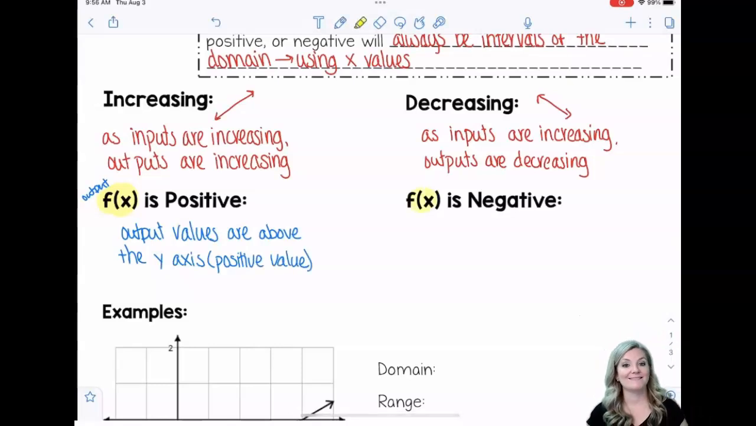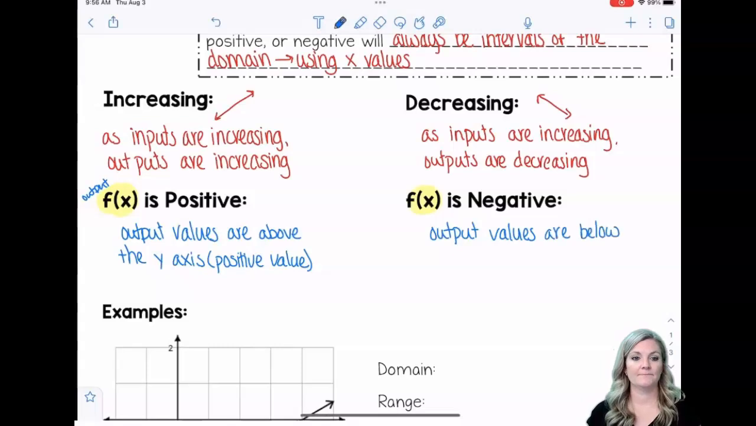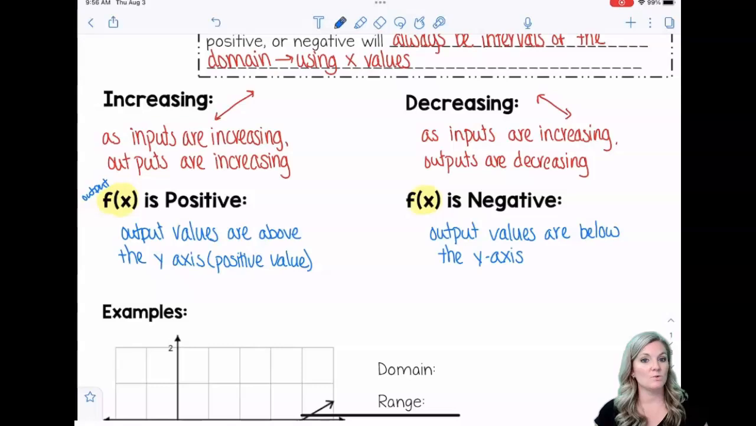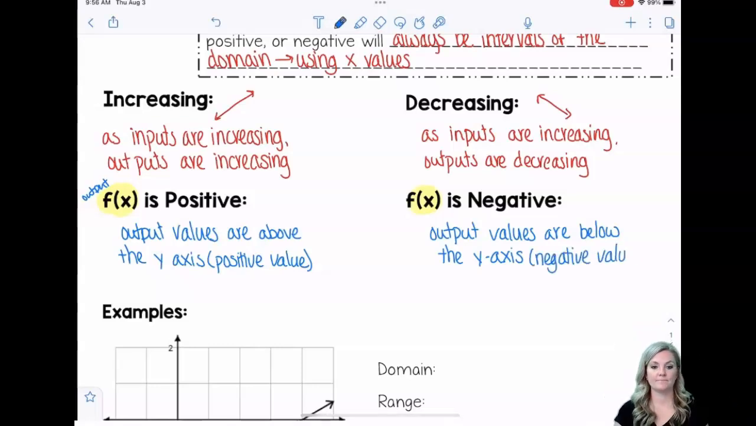And then when f of x is negative, again, you're talking about your outputs. So your output values are now below the y-axis. And your output values are going to be negative. So your y values are going to be in the negative range.